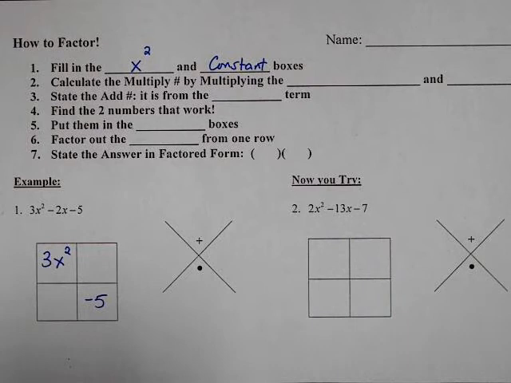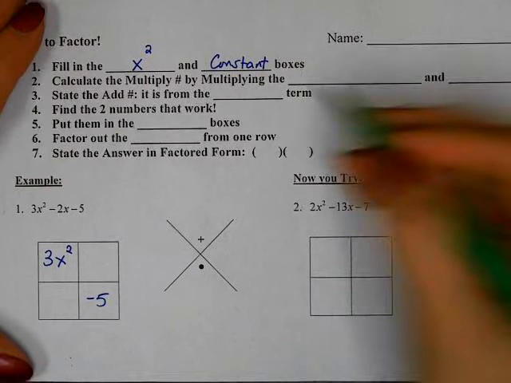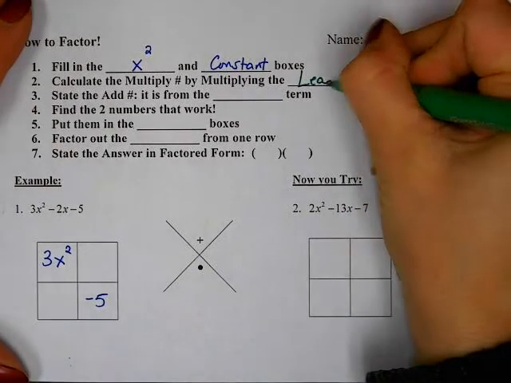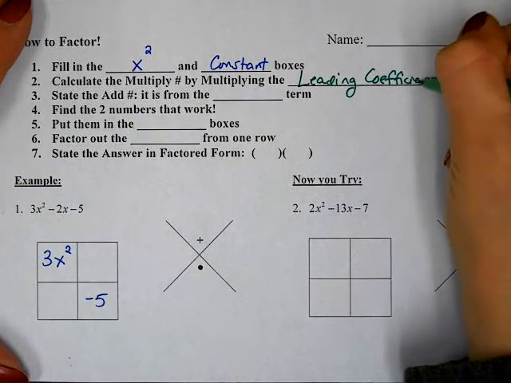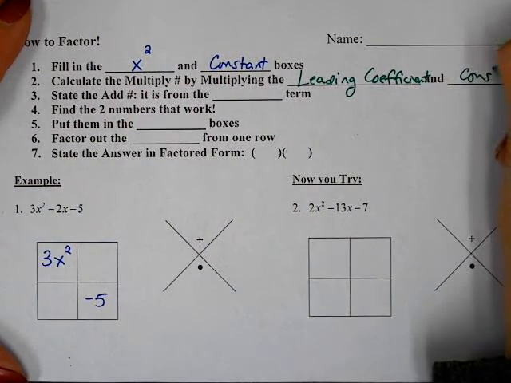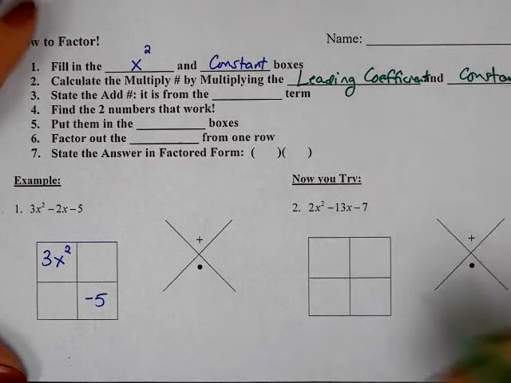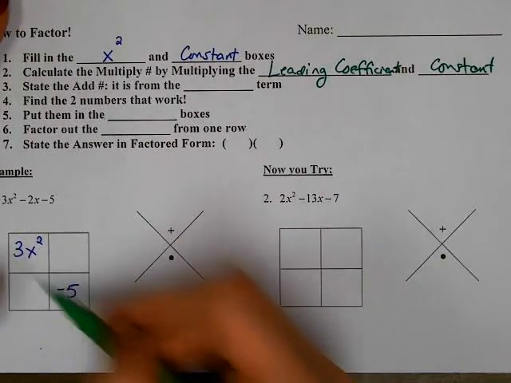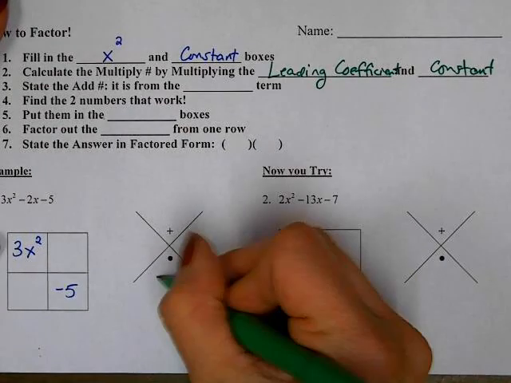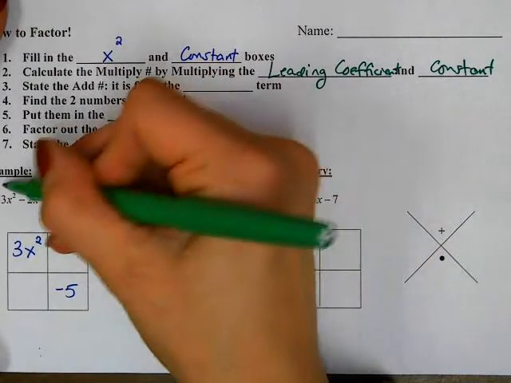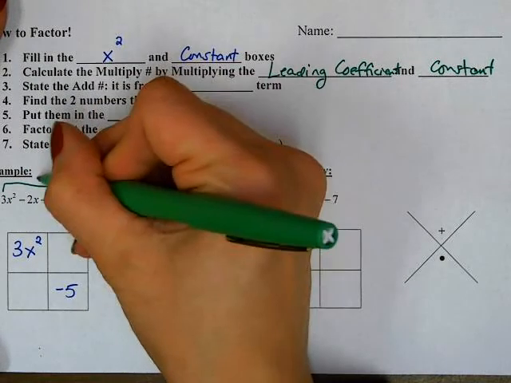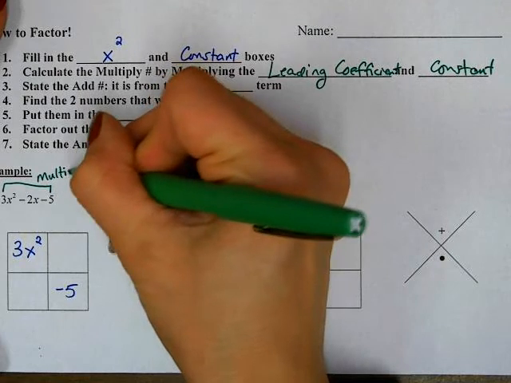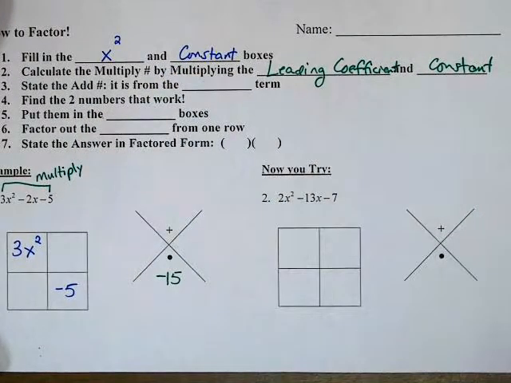Now, we have to calculate the multiply number by multiplying the leading coefficient and the constant. There's a couple of ways you could get this. Some people like to just multiply these two numbers in these boxes and get -15. Or you could look at the problem and multiply the first and the last, the leading coefficient with a constant, and you multiply those. Okay, so that's where you get the multiply number from.